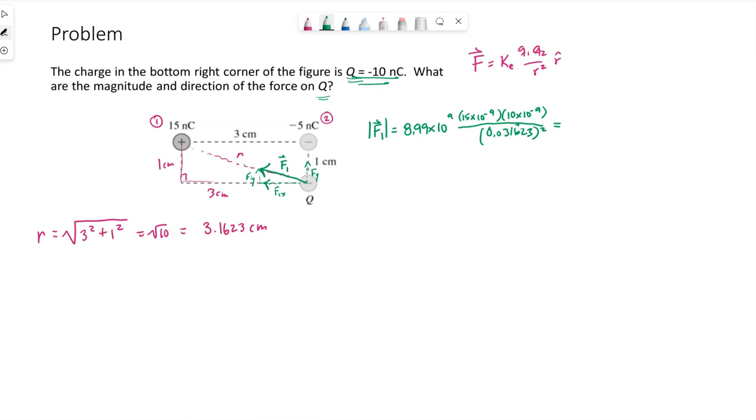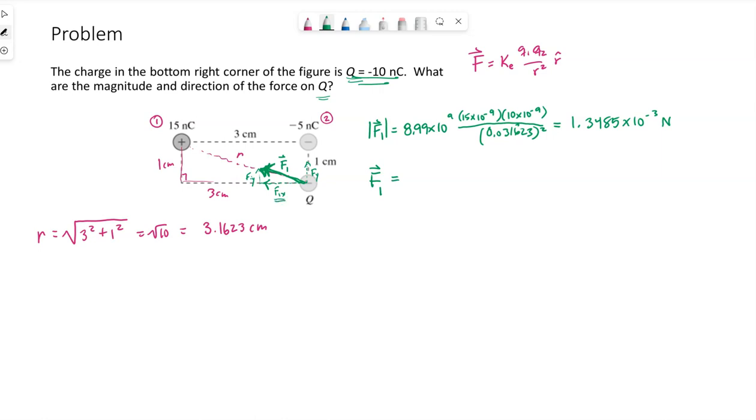I'm finding this force is 1.3485 times 10 to the negative 3 newtons. So this magnitude represents how long this force vector is. We will need to write this vector in terms of its x and y components in order to add it to the force vector that is created, the force created by charge 2. So let's go ahead and write this in terms of its x and y components.